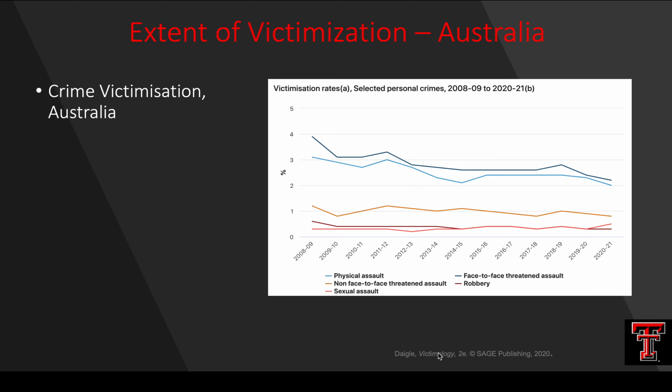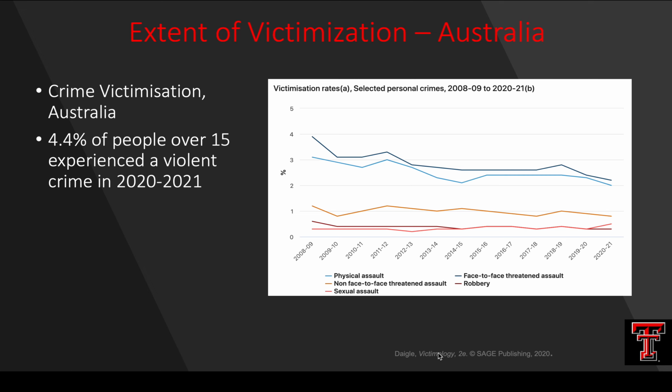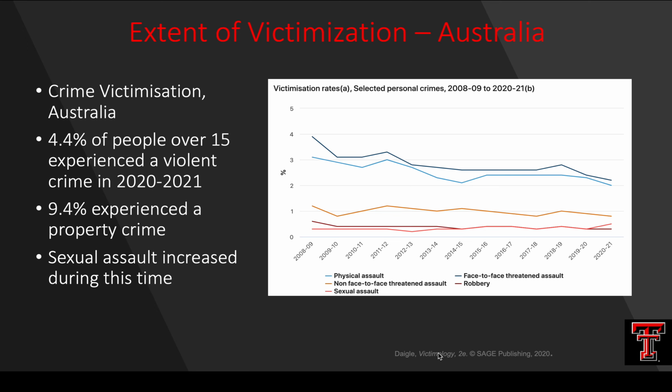Okay, so now we're going to talk about several different national victimization studies that have taken place. First up is Australia. Australia has a similar study to the National Crime Victimization Survey. They call it Crime Victimization Australia. About 4.4% of people over 15 experienced a violent crime between 2020 and 2021, and 9.4% experienced a property crime.